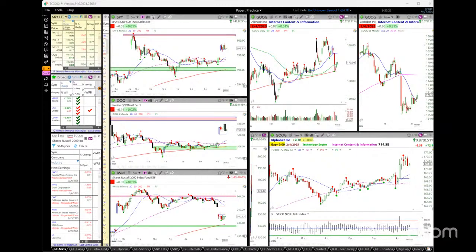Nvidia is still dragging, but it's not breaking down. AMD dragging. Yeah, well, semiconductors are at the low of the day. SMH actually looks like it's going to break lower. They're on support here on the 5 minute. Bunch of pivots.